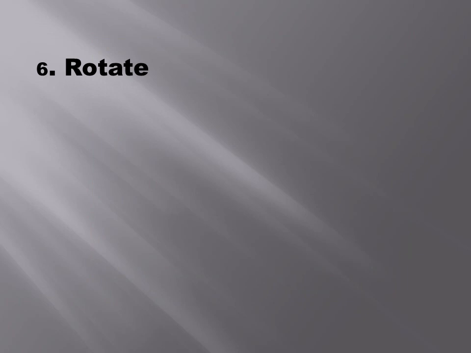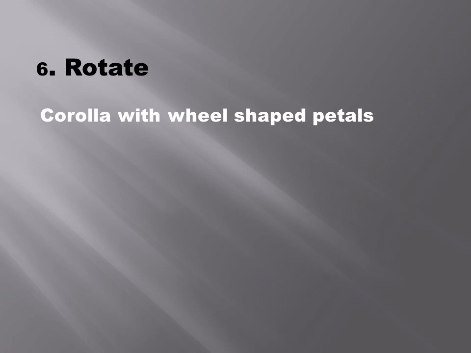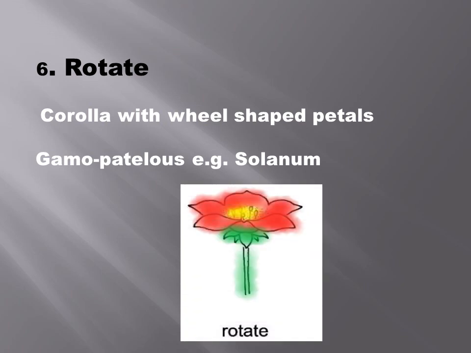The sixth type is the rotate shape of corolla. Here the corolla is wheel-shaped. They have petals that are wheel-shaped. These are gamopetalous, meaning the petals are fused. For example, in Solanum or the Solanaceae family, the gamopetalous rotate corolla is present. Here in the diagram you can see the rotate corolla present in a wheel-like structure, and this is the rotate shape of corolla.